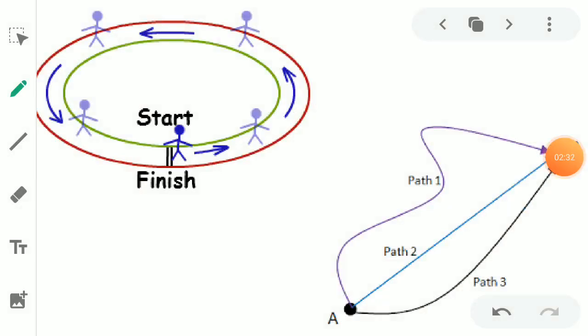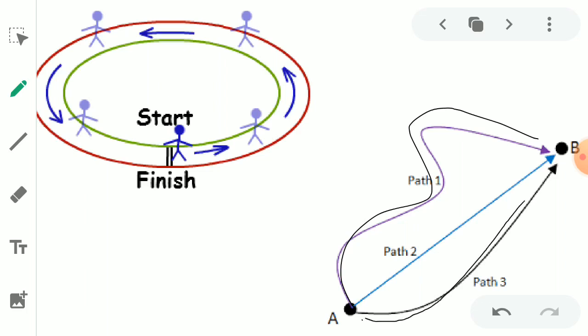There are some more examples of displacement. Suppose a body starts moving from a position A to that of B. So it travels three paths. The first path starts from this to this one. The second path, I'm skipping the second path. The third path, it can move from this to this.